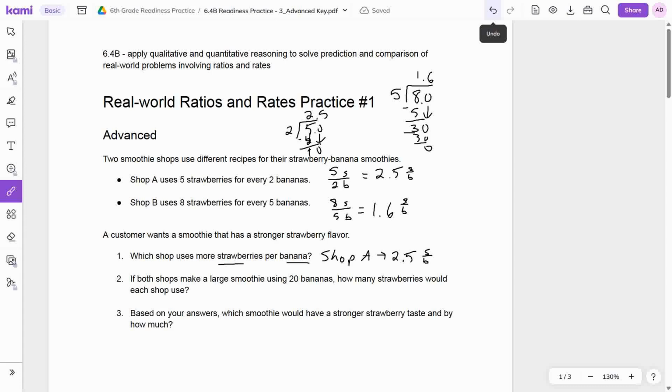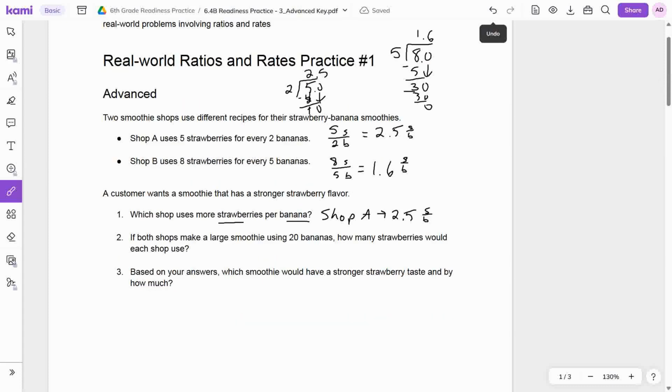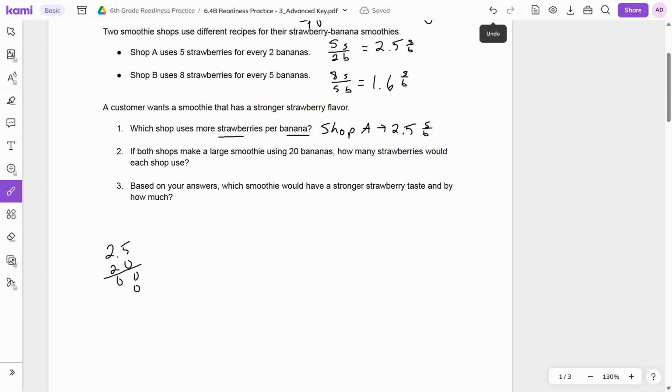Now, if both shops made a large smoothie using 20 bananas, how many strawberries would each shop use? Well, we would just take our unit rates now, and since that's per banana, we just take each of those and multiply by 20. So we're going to do 2.5 times 20. That's going to give me shop A. That's going to be 10. That's 5. So 500, but let's bring that decimal back, 50. Okay, so shop A would use 50 strawberries.